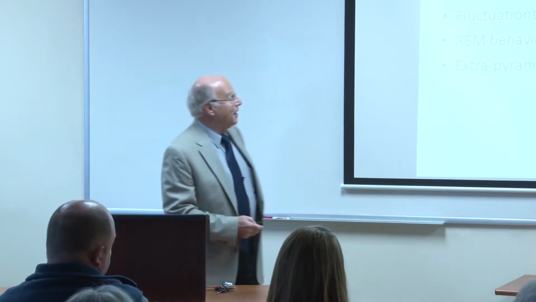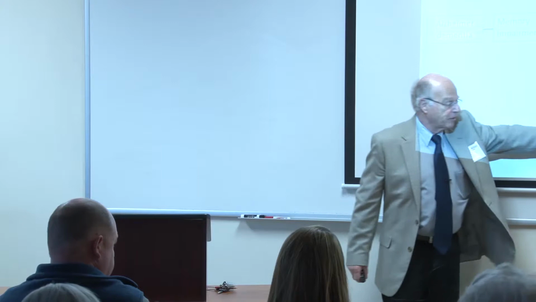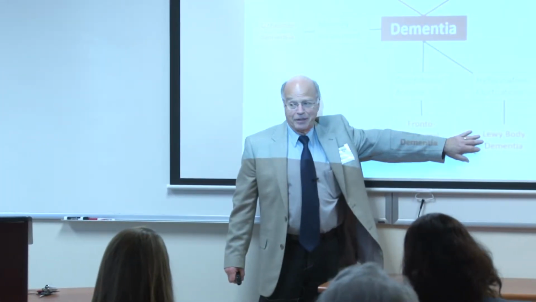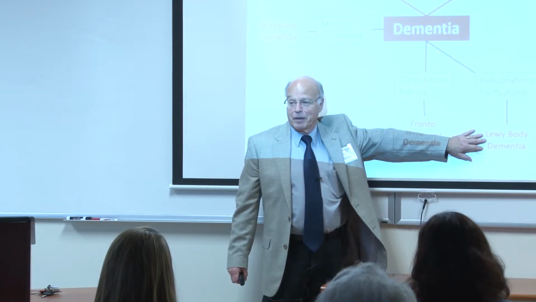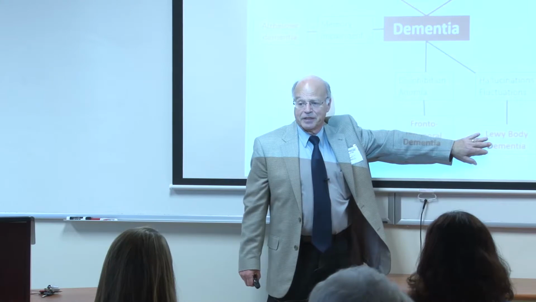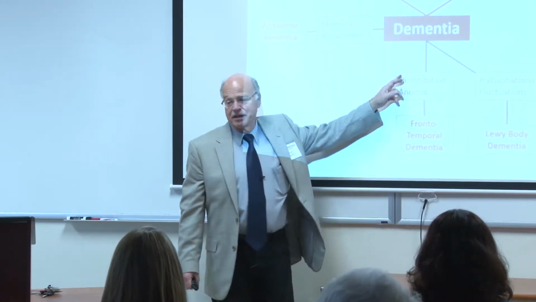So this is the Lewy body dementia. We talked about this. Another type of dementia is the frontotemporal dementia. You notice when I talked about Lewy body dementia, I did not mention memory. Memory is not a big problem there. The big problem is making decisions. The frontotemporal dementia, the main problem is disinhibition.